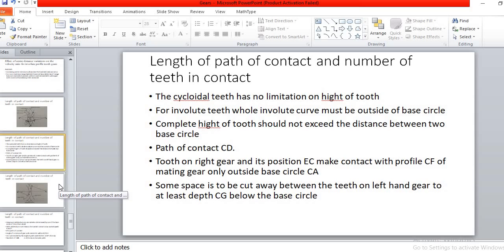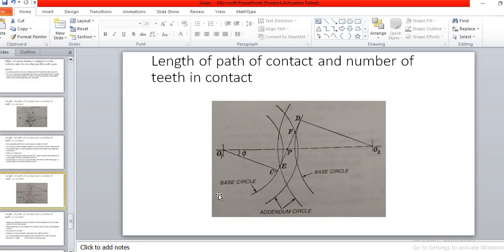Now in this diagram we consider the addendum circle and base circle for gear 2, and the base circle and addendum circle for gear 1. From this diagram we can find out the angle of rotation. In this case the path of contact is EF.